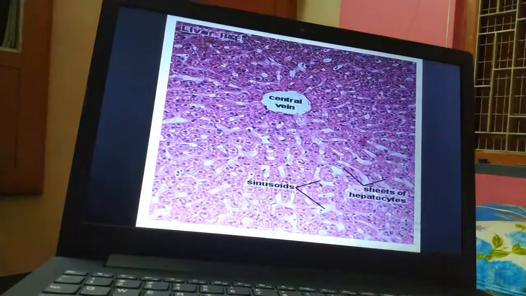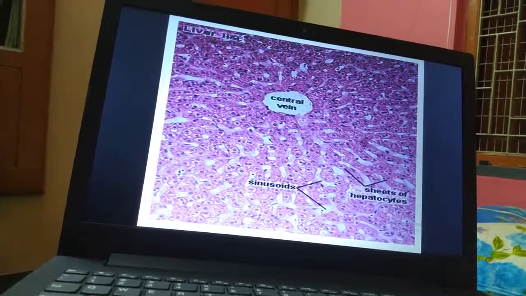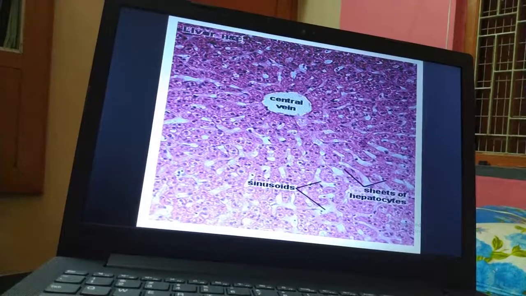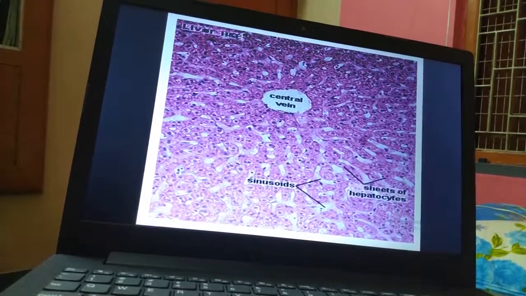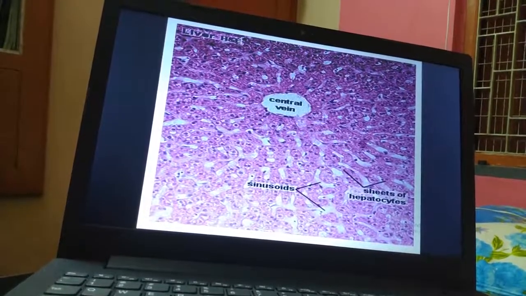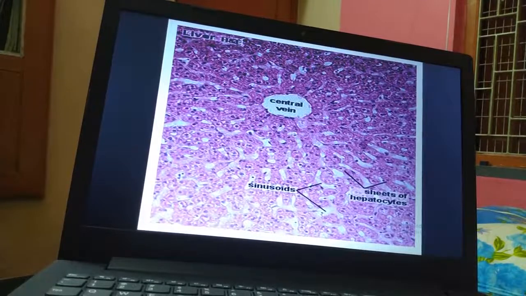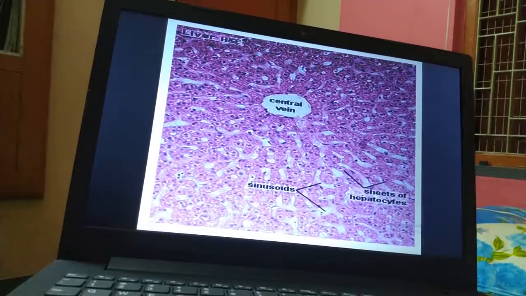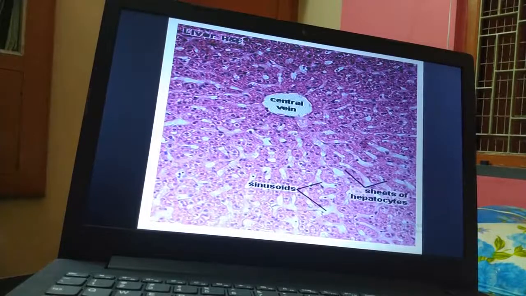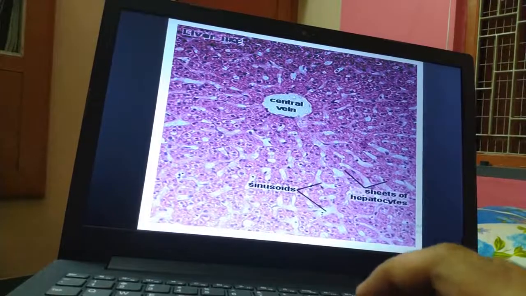Next, coming to the hematoxylin and eosin stained slide of the microscopic view of liver. How will we recognize this slide? This view shows many hexagonal areas, and these are called the hepatic lobules. The lobules are partially separated by connective tissue. Each lobule has a small round space in the center. This is the central vein. So this particular area is the central vein.